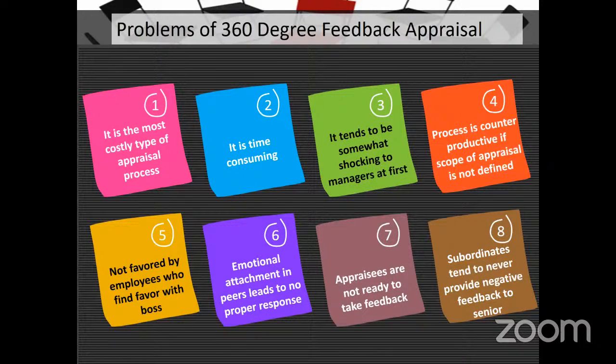One, people always talk about every process, and I don't know that it applies to most of you. Anything that you want to do, people will be like, it's time consuming. It's the most costly type of appraisal process. Me, I used to do this in my previous place. Why are you bringing this? It's shocking me. I've never seen this. The process is counterproductive. All these negative things will come up.